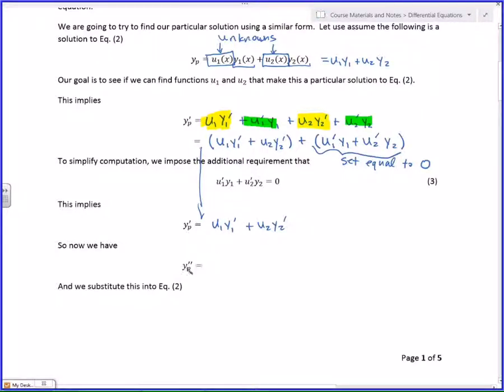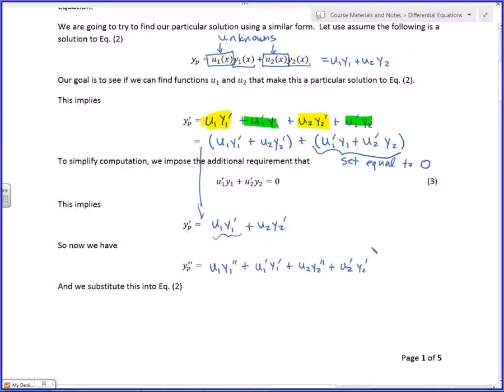All right, so same thing again. Let's take the derivative of that. Applying the product rule, what do we get when we take the derivative of this? u1 y1 double prime plus u1 prime y1 prime, plus u2 y2 double prime plus u2 prime y2 prime. Let's do this one completely first.